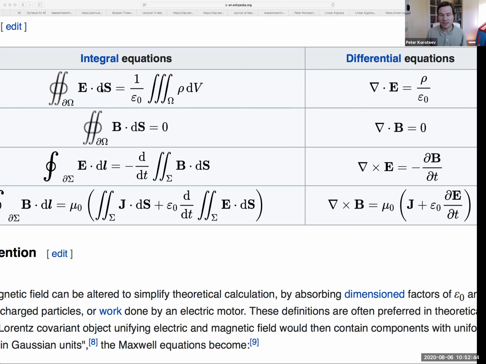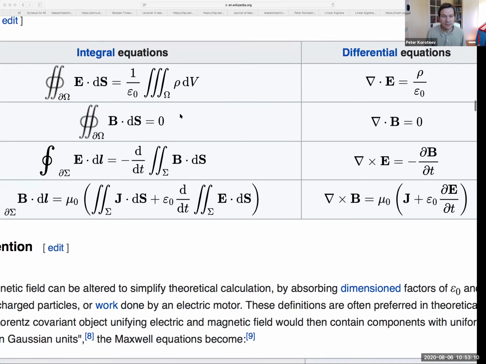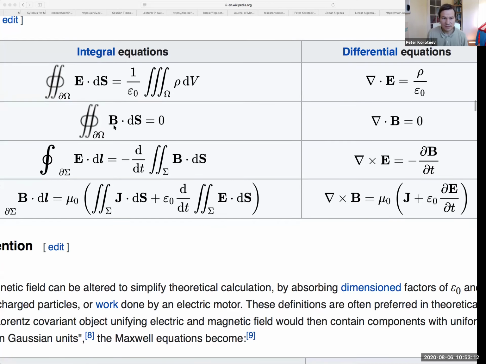So here S is the surface area of that sphere, if you like, that surrounds the charge. So the flux of the electric field through this surface is equal to the volume integral of the charge density. Okay, and then if you look at integrands, it's the same as the divergence E is equal to the charge density.